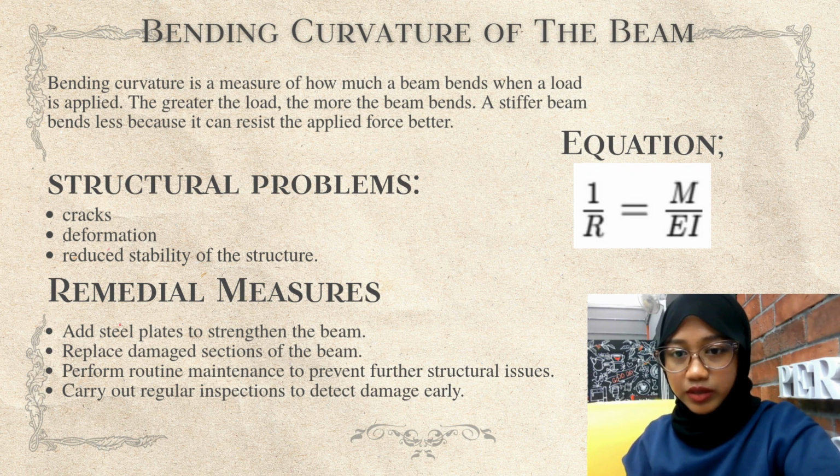Also, about the remedial measures. To reduce structural problems and improve safety, several remedial measures can be implemented. First, steel plates can be added to strengthen the beam. Second, damaged beam sections should be replaced. Third, routine maintenance should be carried out to prevent further deterioration. Finally, regular inspections are important to detect damage early and ensure the structure remains safe for use. These measures can help extend the service life of the structure and reduce the risk of future failure.